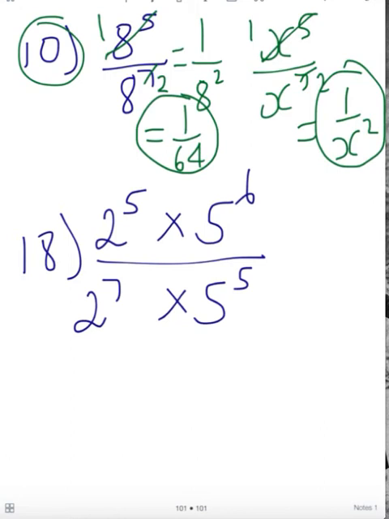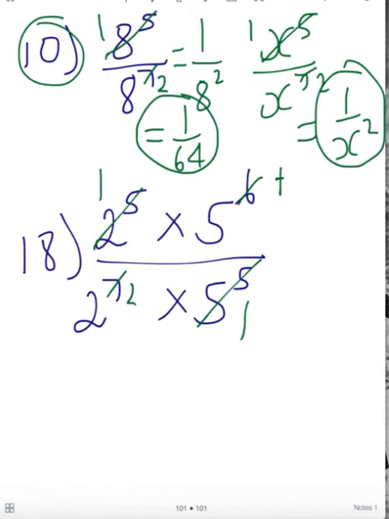So with 18, we're doing the exact same thing. Cross off whatever you see on top and bottom that have the same bases. So starting with our 2's, we've got 5 2's on top and 7 on the bottom. My smallest amount is 5, so that can go and it becomes a 1. And 7 take away 5 is 2. And the same with my 5's over here. I've got 5 6's on top and 5 5's on the bottom. 5 is the smallest amount, so that goes, and that becomes a 1. And 6 take away 5 is 1. So I've got just 5 on top.